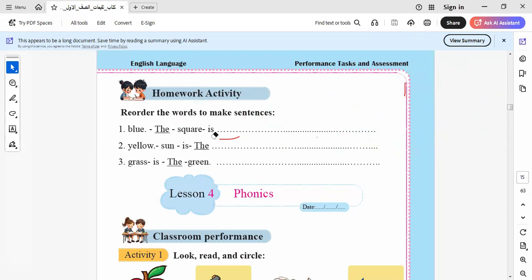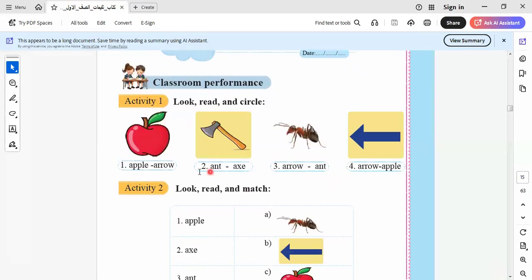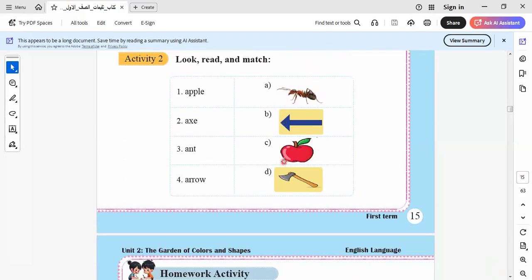Let's continue the rest of the exercise. Here is the exercise about phonics. Here we say, is it apple or arrow? No, it's apple. What is this? It's axe. I think all of us know it during the lesson. Here is ant. Here is arrow. Let's do this exercise together.